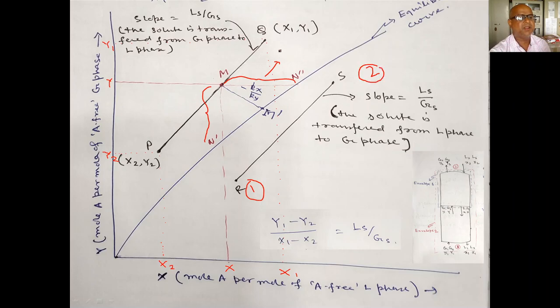But here, in case of G phase to L phase, this was point 1, this was point 2. But in case of stripping, when mass transfer is happening from L phase to G phase, then this will be X2, Y2, this will be point 2, and this will be X1, point 1.